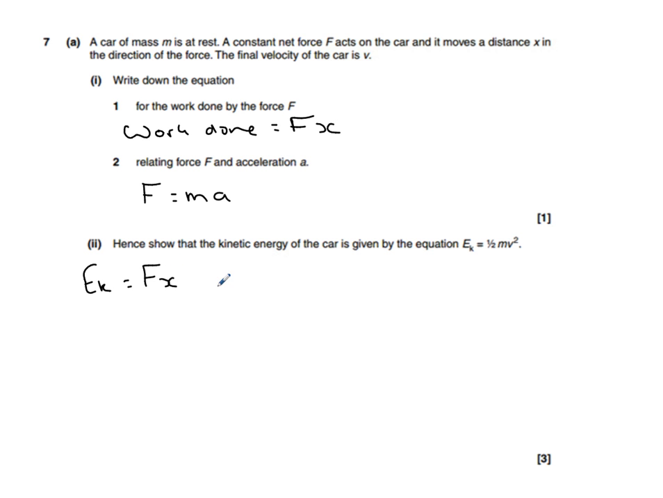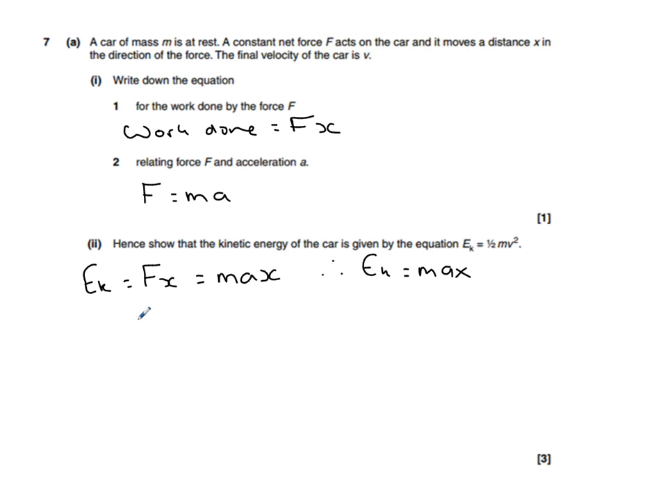So I can set this equation up. I'm then going to just swap the F for ma, because if F equals ma, instead of writing F, I can write ma and then the x. So let's just rewrite this over here. So the kinetic energy is equal to max.